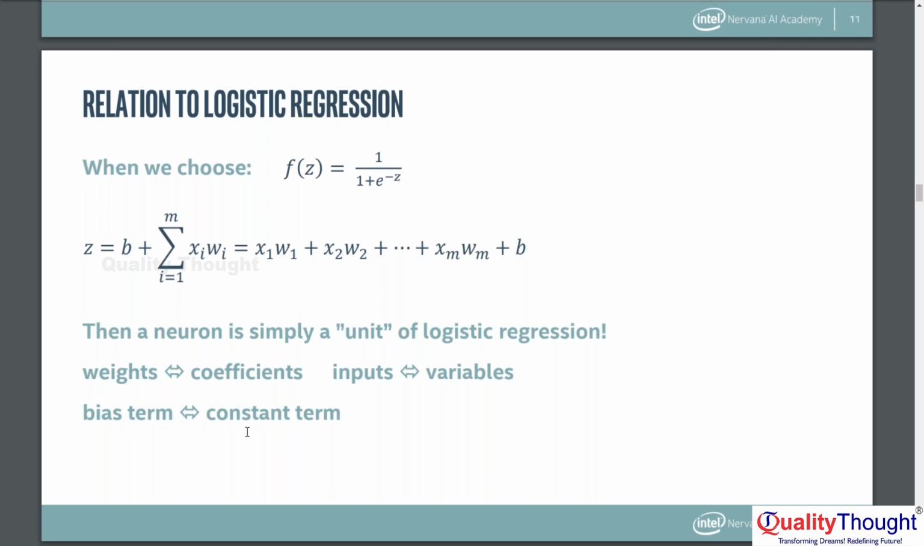Till now, we have named them coefficients and weights. Here we have inputs as variables. Till now, we worked on many machine learning algorithms in which we always thought of coefficients, variables, and constant terms. Here we are calling them bias, weights, and inputs.